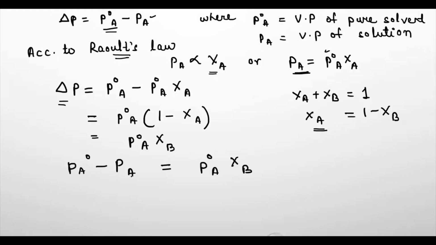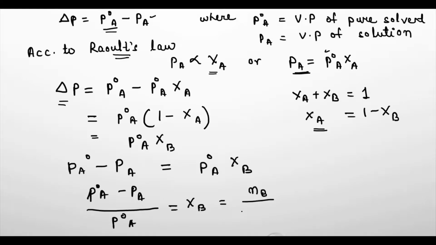Or we can represent this equation as P naught A minus PA, or simply delta P by P naught A, is equal to chi B. Again, what is this chi B? It is the mole fraction, which can be written as Nb by Na plus Nb.